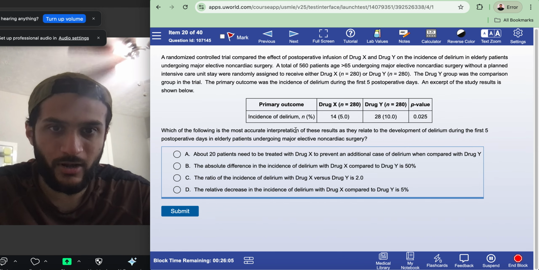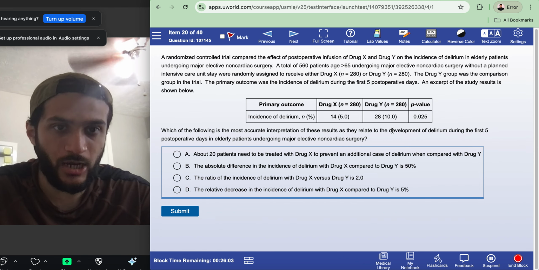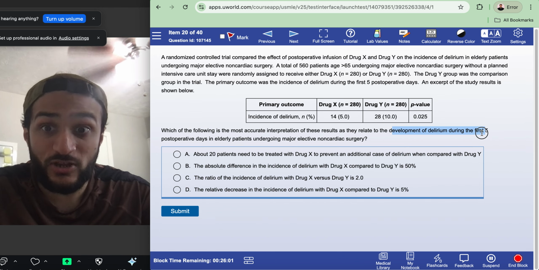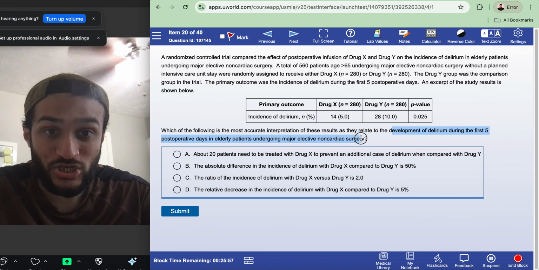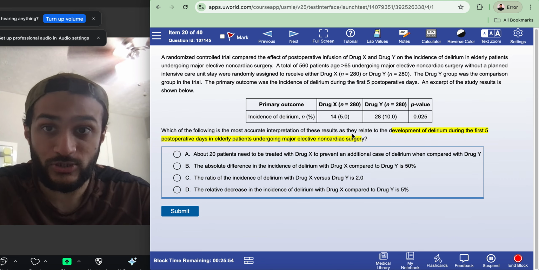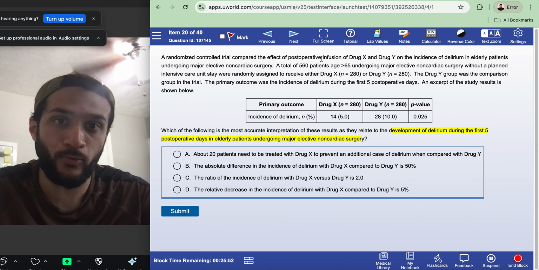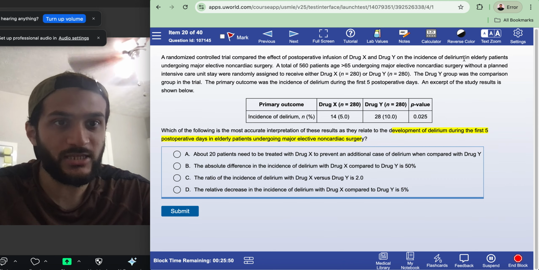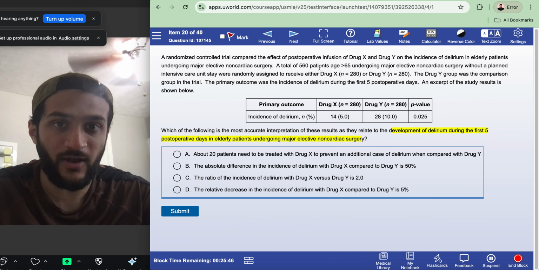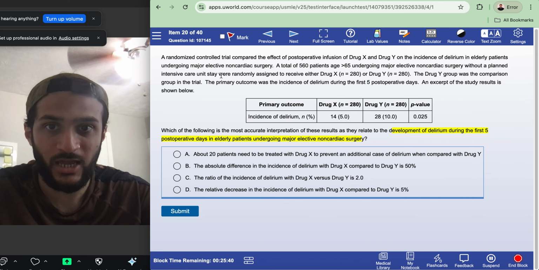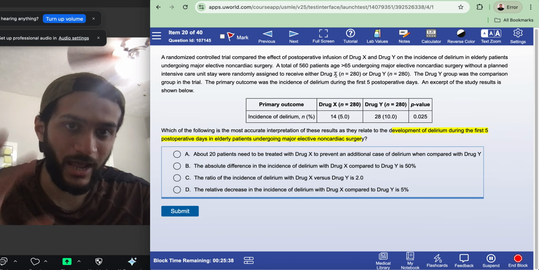Which is the most accurate interpretation of these results as they relate to the development of delirium during the first 5 post-op days in elderly patients undergoing major elective non-cardiac surgery? A randomized controlled trial tests the effect of post-op infusion of drug XY on incident delirium in patients undergoing major elective non-cardiac surgery. 560 people aged above 65 undergoing major elective non-cardiac surgery without a planned ICU stay are randomly assigned to either drug X or drug Y.